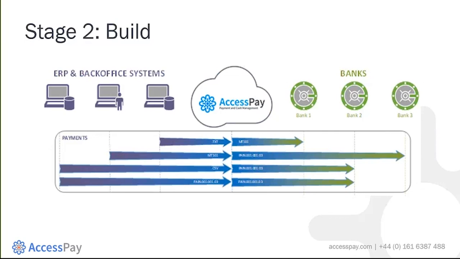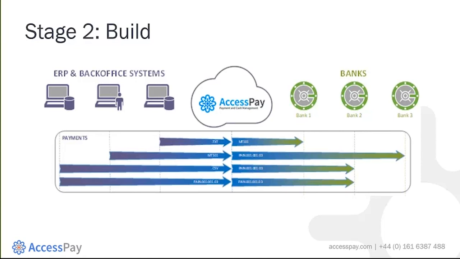So what that means is that customers come to us with a variety of different file formats. As Andy mentioned, you could have a .txt, MT101, CSV, or an XML pain file. But what we do here at Access Pay is we pick up those files and turn them into the bank-ready files for you. So as you can see on the right-hand side there, we could be delivering MT101s to one bank and pain.001 files to the remainder of your banks. So those are credit files from one bank to another. Basically, we complete the transformation so you don't have to.